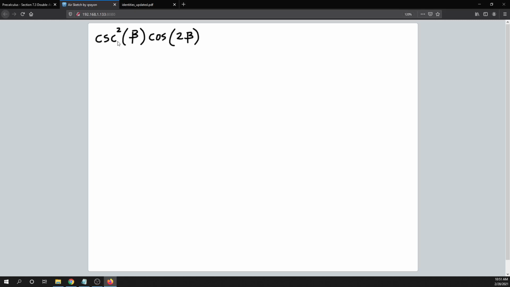So that's what I'm going to do. I'm going to change this cosine of 2 beta to 1 minus 2 sine squared beta.